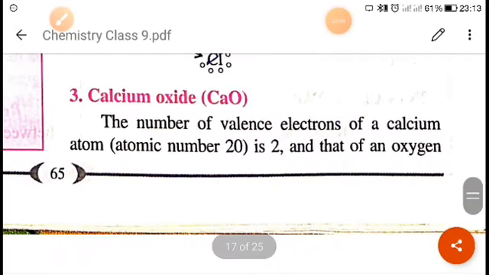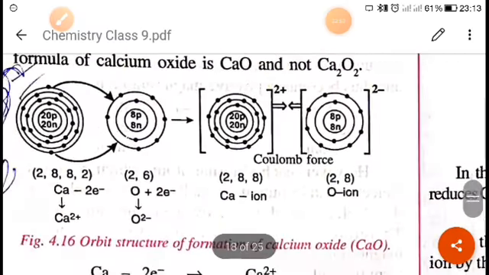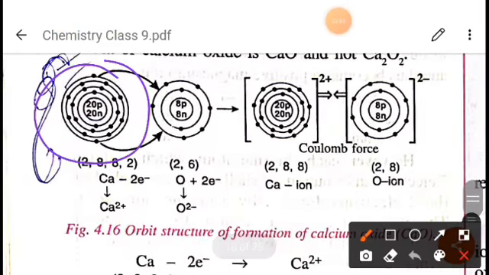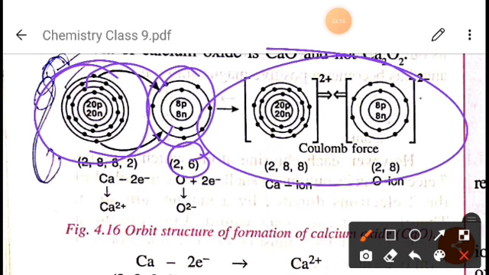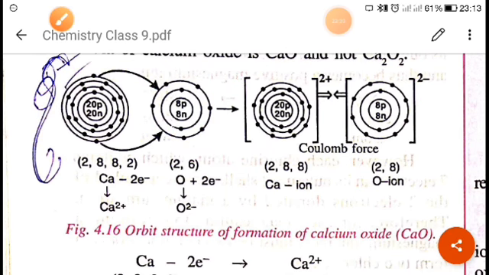Now the same thing is for calcium oxide also. The number of valence electrons in calcium is 2, since the atomic number of calcium is 20. Now when we talk about oxygen, calcium was 2, 8, 8, 2, and oxygen is 2, 6, so it needs 2 electrons. So calcium will give 2 electrons, and it will form calcium oxide. I hope you have understood this, right?